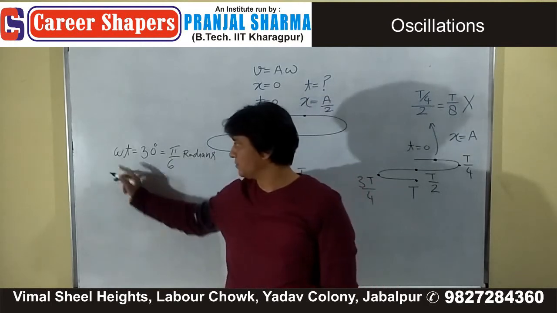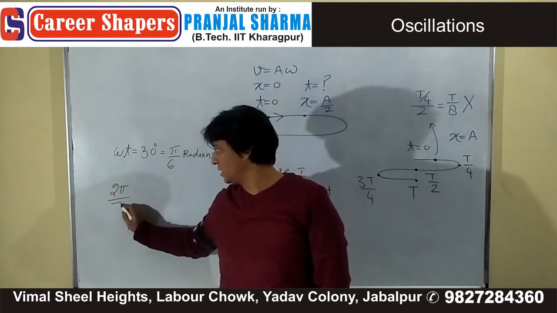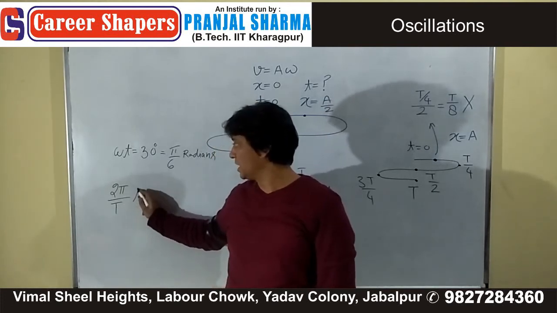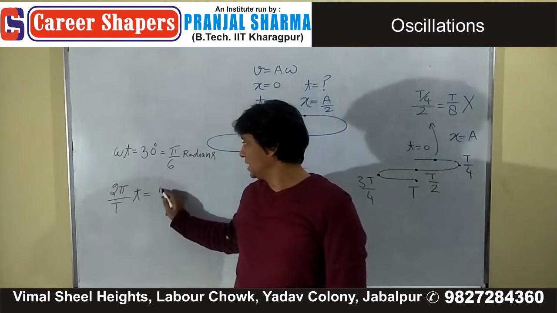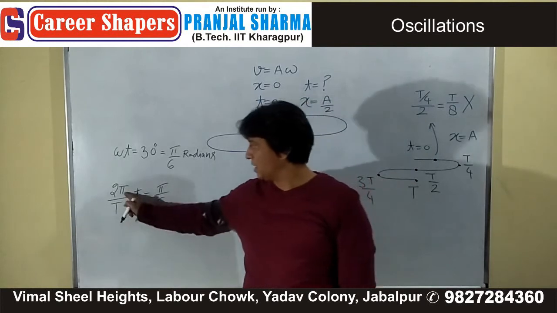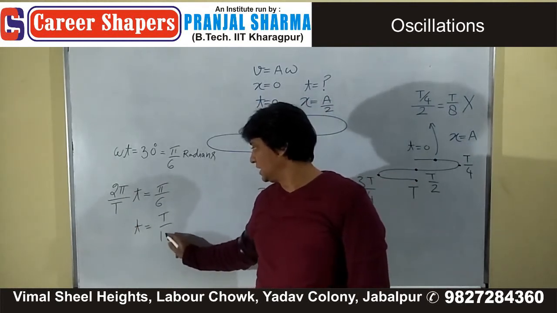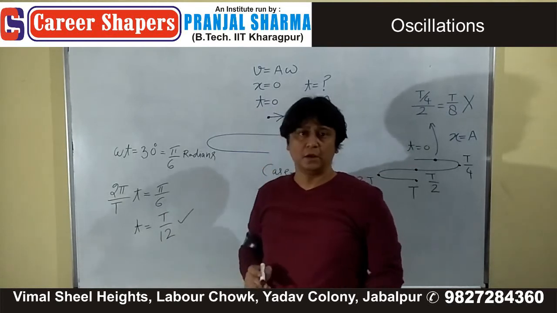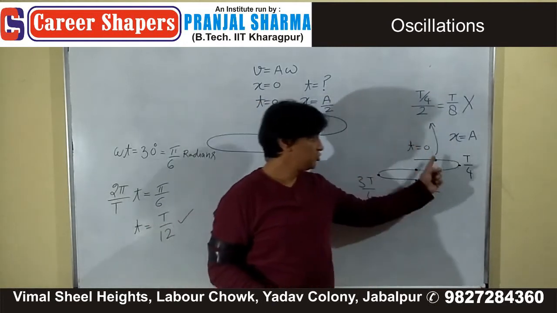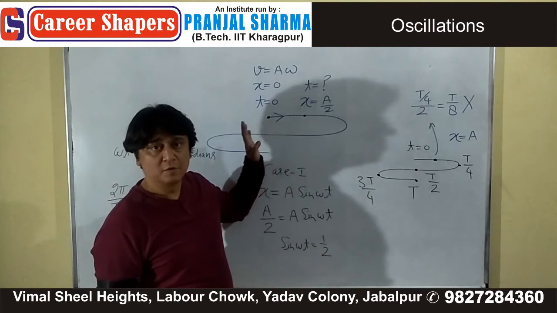Now what is omega? Omega is 2 pi upon T. 2 pi divided by capital T multiplied by t is what? Pi by 6. Pi and pi cancel and time is coming T by 12. So in T by 12 seconds, this object will reach half of the amplitude starting from its mean position.